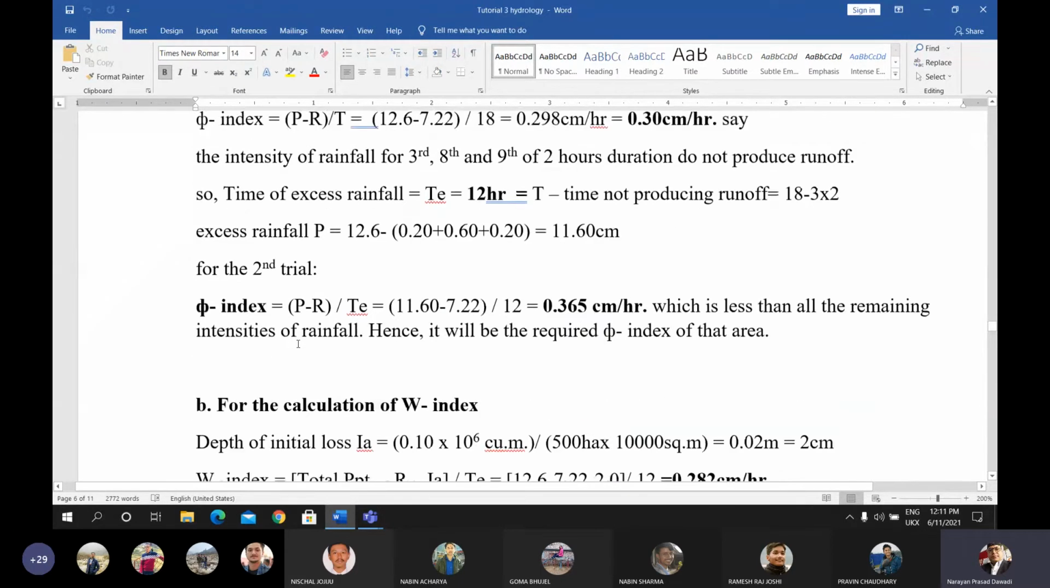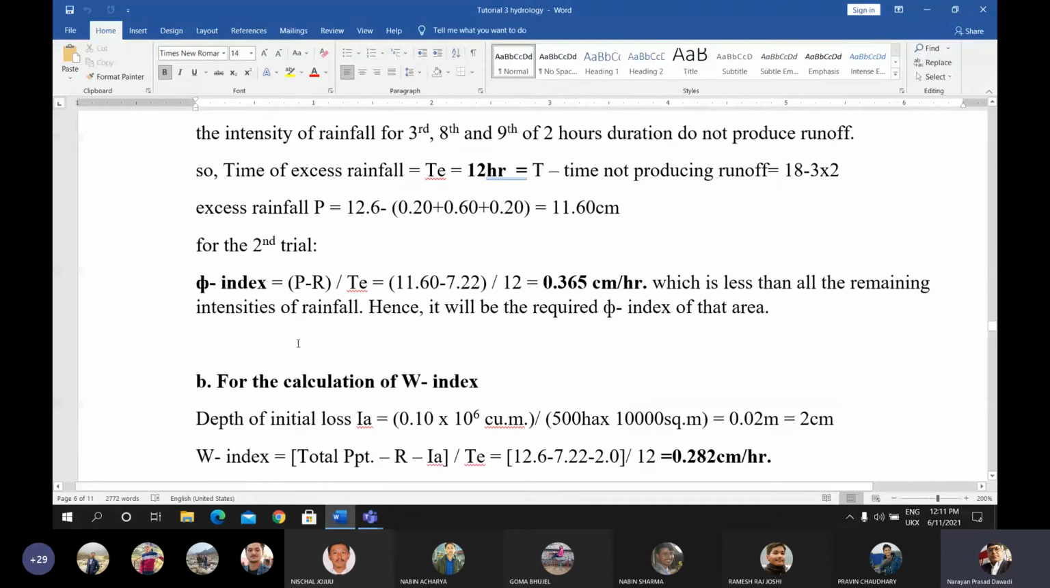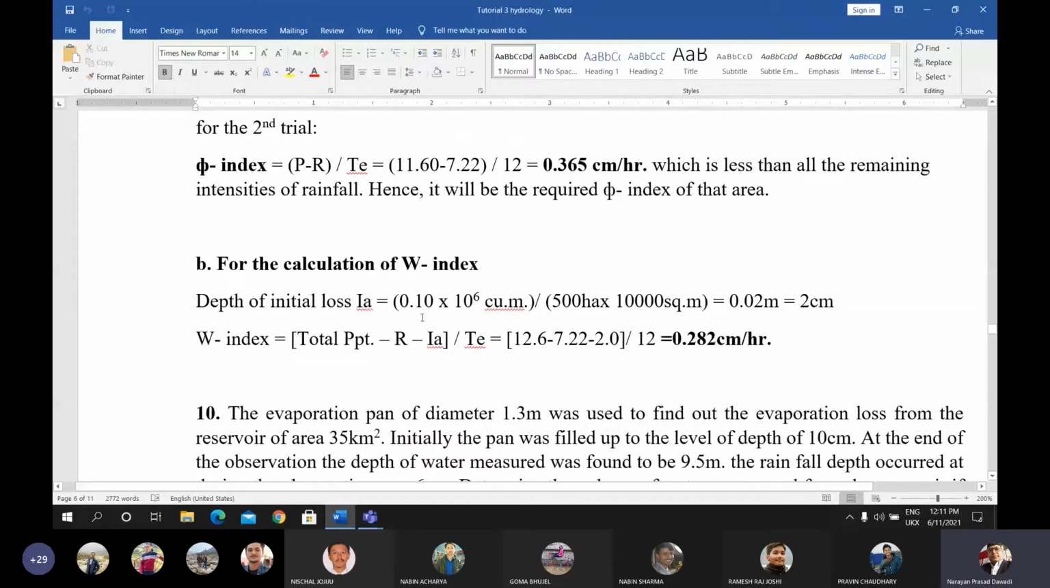So the initial loss is calculated here, right? The depth of initial loss IA is calculated from the initial losses, which are in million meter cube. That's why it is multiplied by 10 to the power 6, divided by the total area of the catchment, which is 500 hectare, converted into square meter by multiplying by 10,000. You will get the depth of initial loss of 0.02 meter. This meter is converted into centimeter, which is 2 centimeter. Now the initial loss is 2 centimeter.